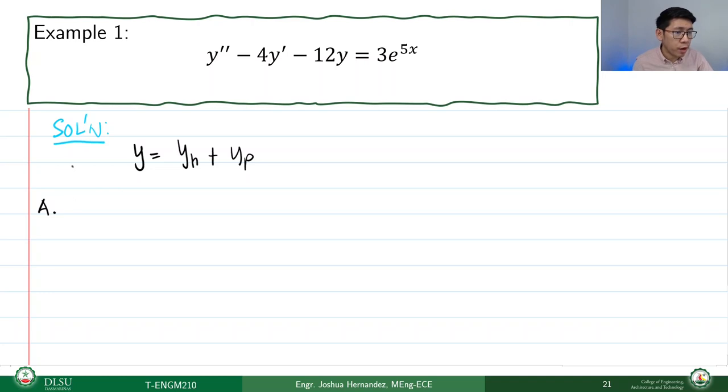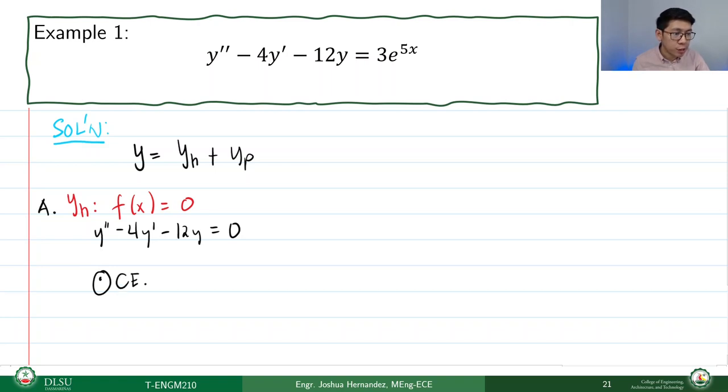First is finding yh, the homogeneous solution, and that is when f of x is equal to 0. So when f of x is equal to 0, our equation will become y double prime minus 4y prime minus 12y equals 0, obviously. And from here, we can identify and make our characteristic equation. Our characteristic equation will become m squared minus 4m minus 12 equals 0.